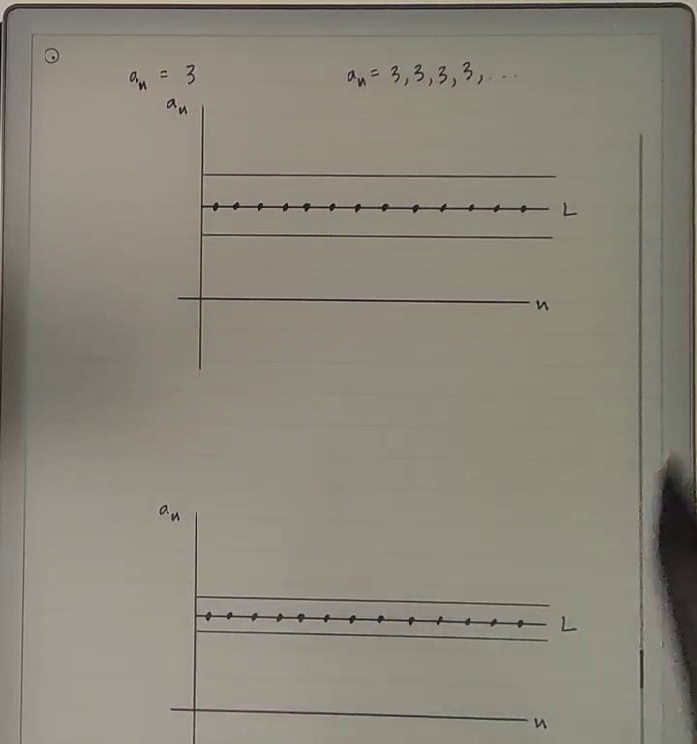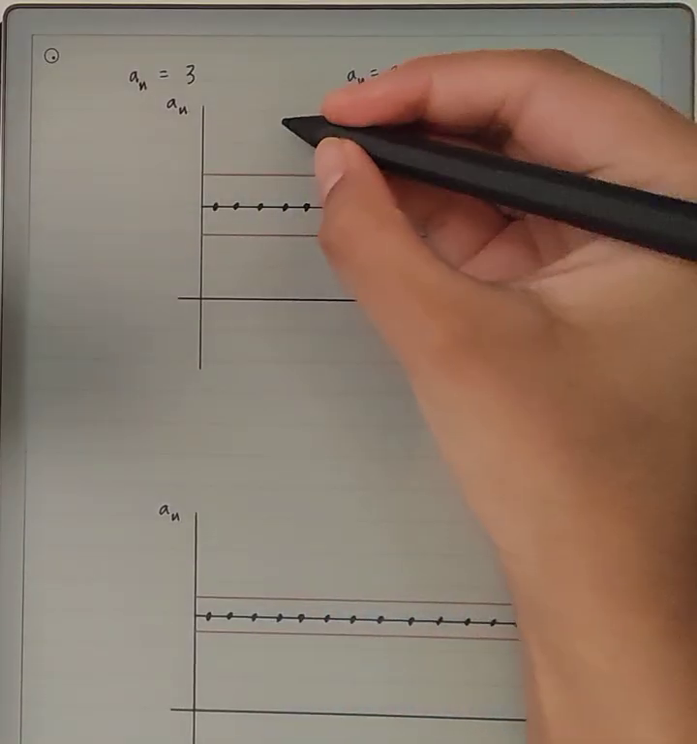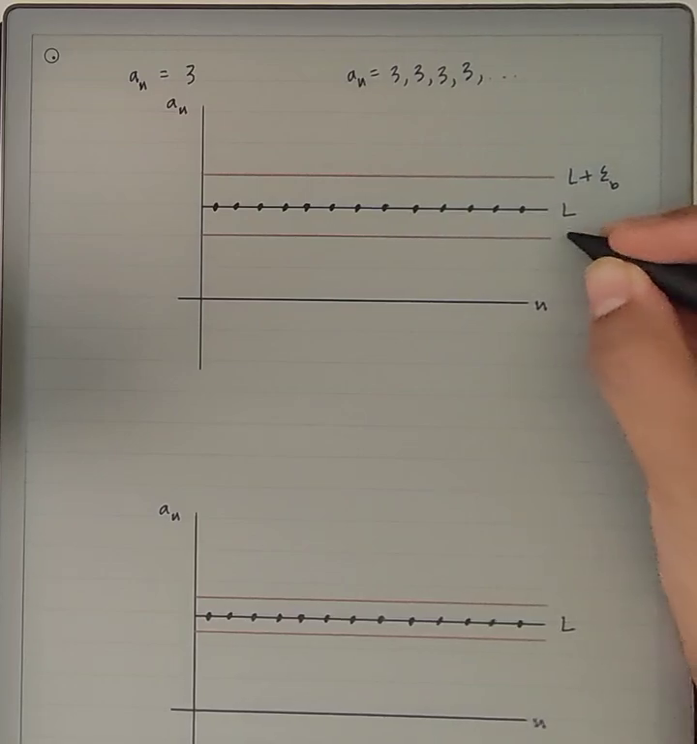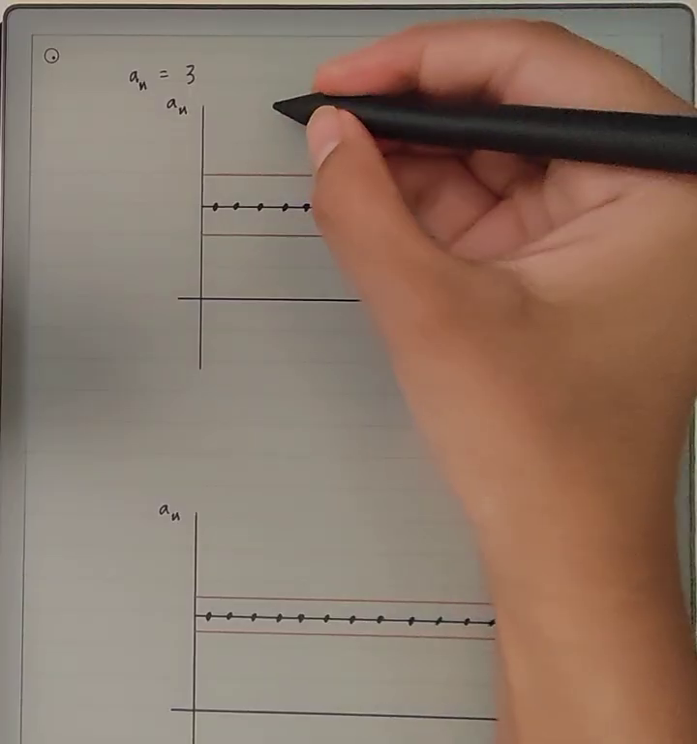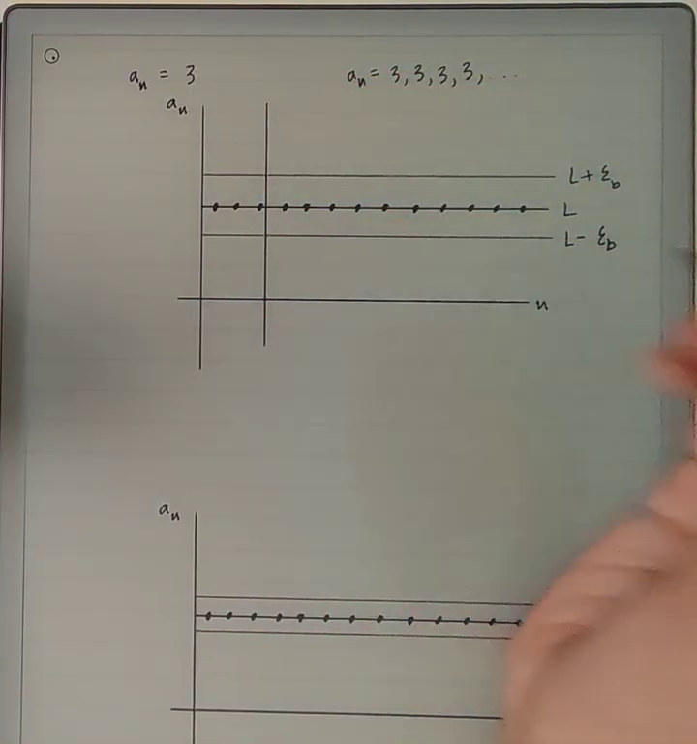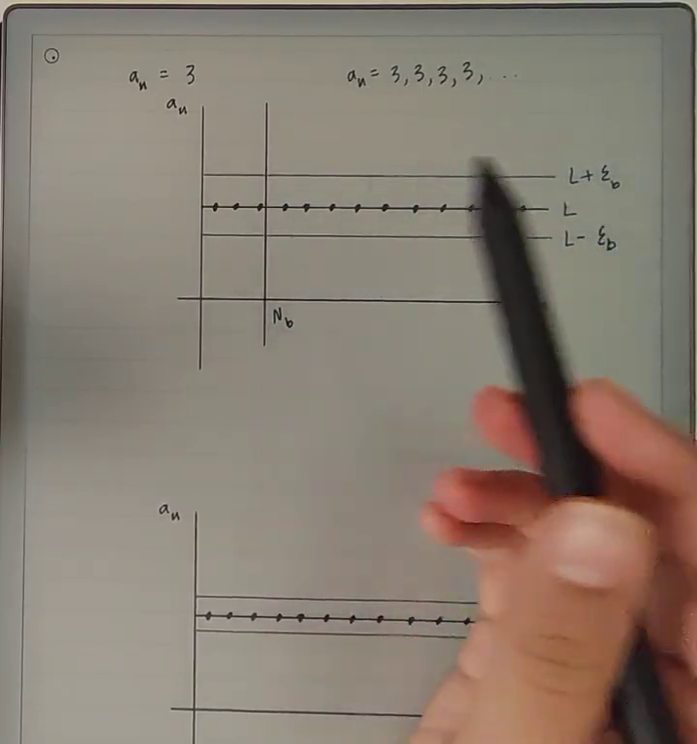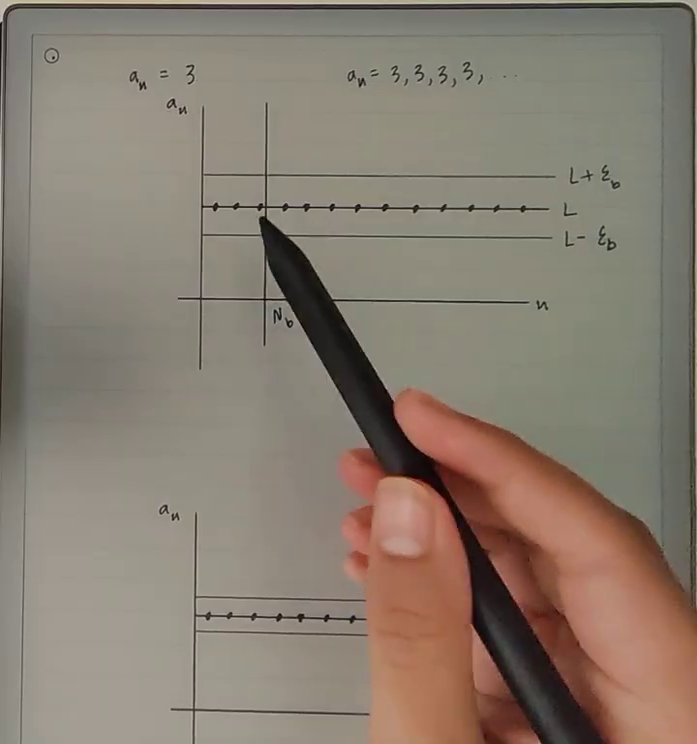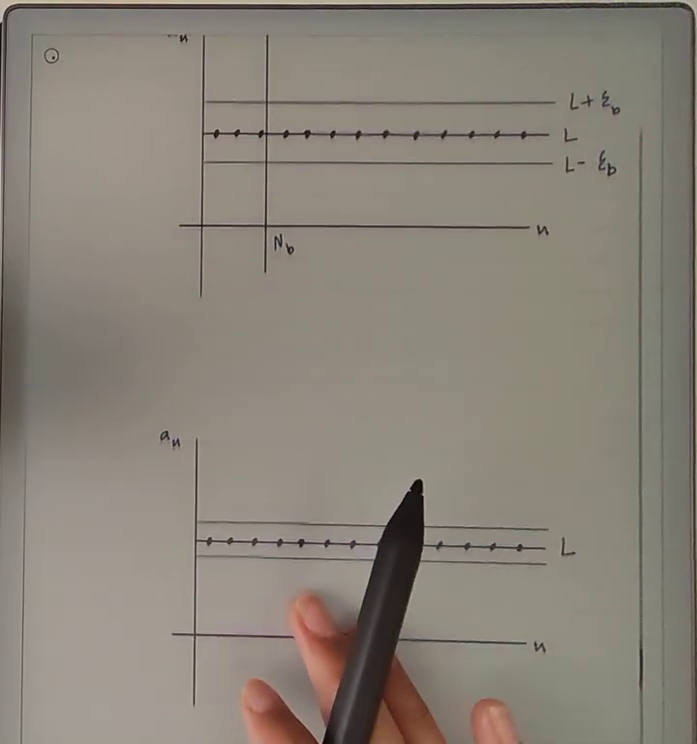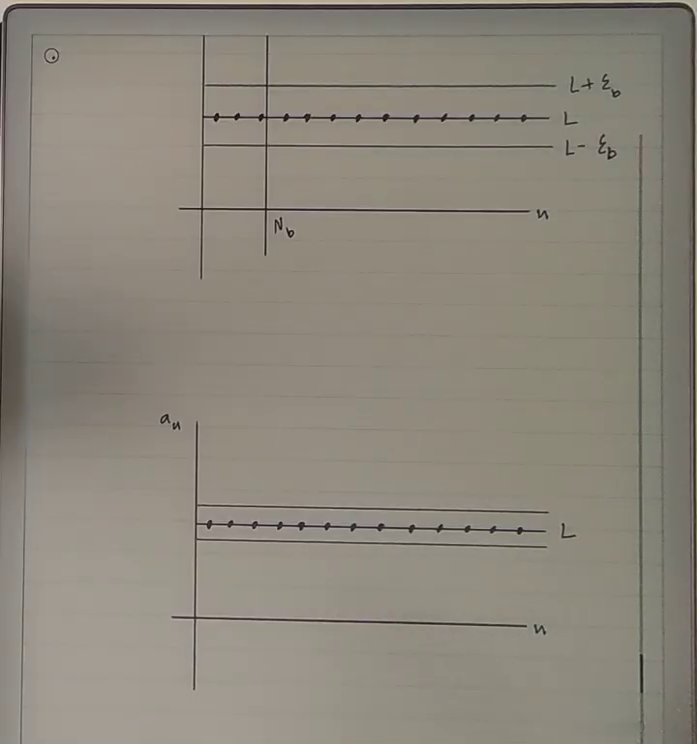Here I have defined two different epsilon neighborhoods for the same sequence. So for this, let me say L plus epsilon sub b, and here I have L minus some epsilon sub b. And I can draw some n right here. So this can be n sub b. And as you can see, for every single element in the sequence after n sub b, it falls within my defined epsilon neighborhood.